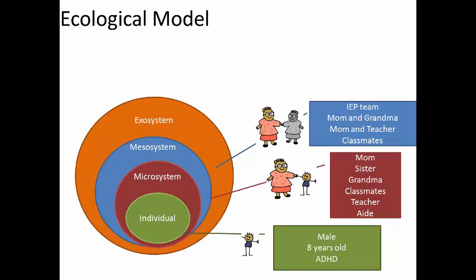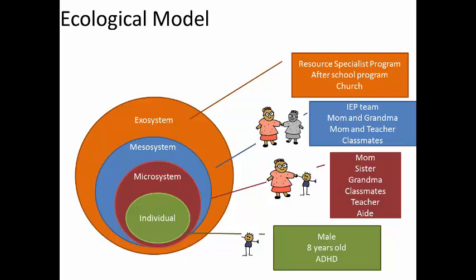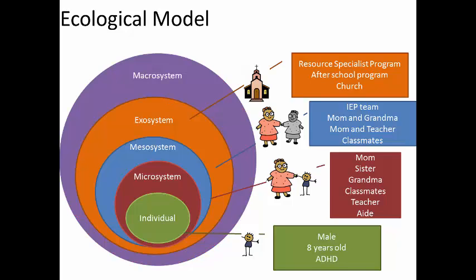The next system is the exosystem. In this system we examine agencies that are within the community. So for example, there might be a resource specialist program at the school, maybe there's an after-school program, maybe some sports activities, maybe there's a church in the neighborhood. All of these have an indirect influence on the individual.